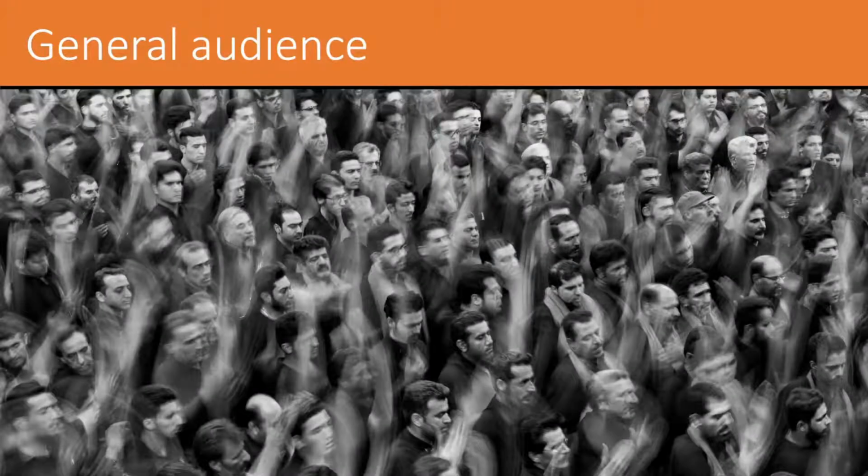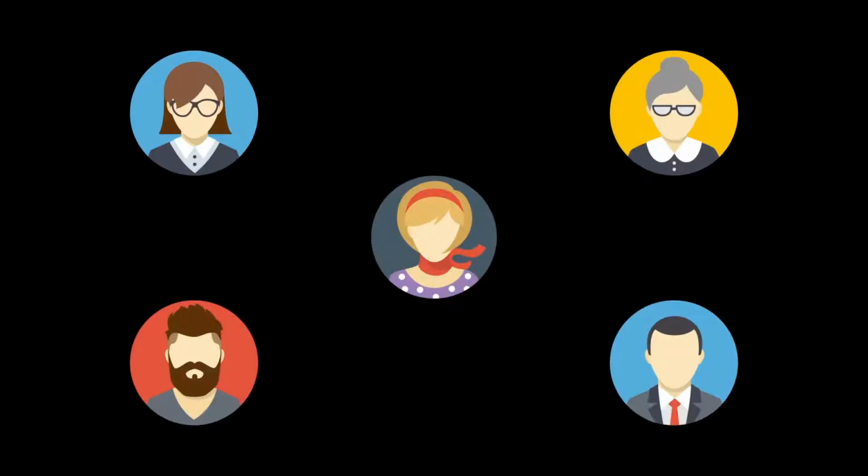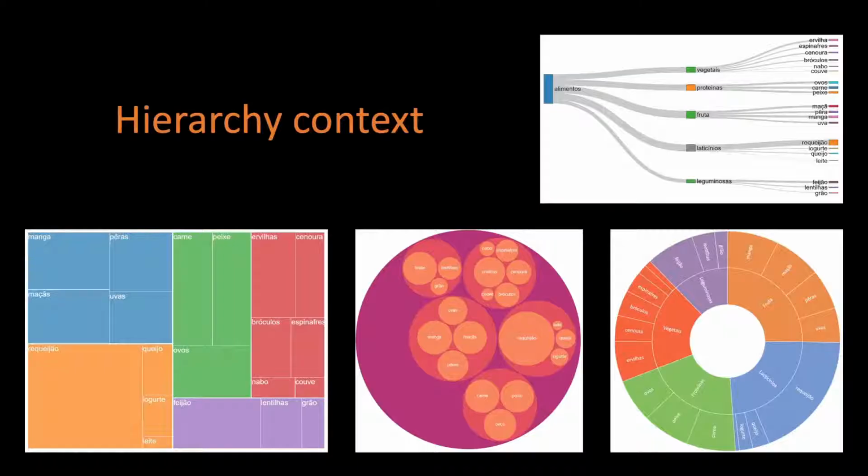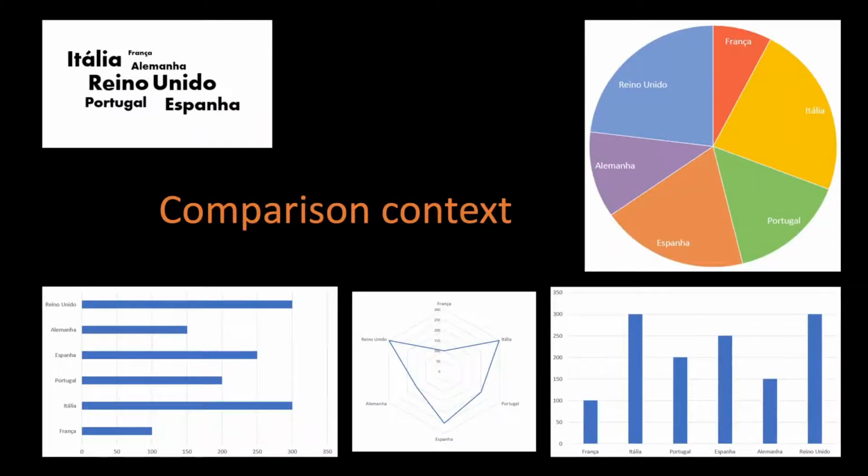Nowadays, technology is developed for a single audience, assuming that one size fits all. Nevertheless, we all have individual differences such as personality. Taking into account how personality affects preferences, we study whether it has an effect on hierarchy, evolution over time, and comparison contexts regarding information visualization.